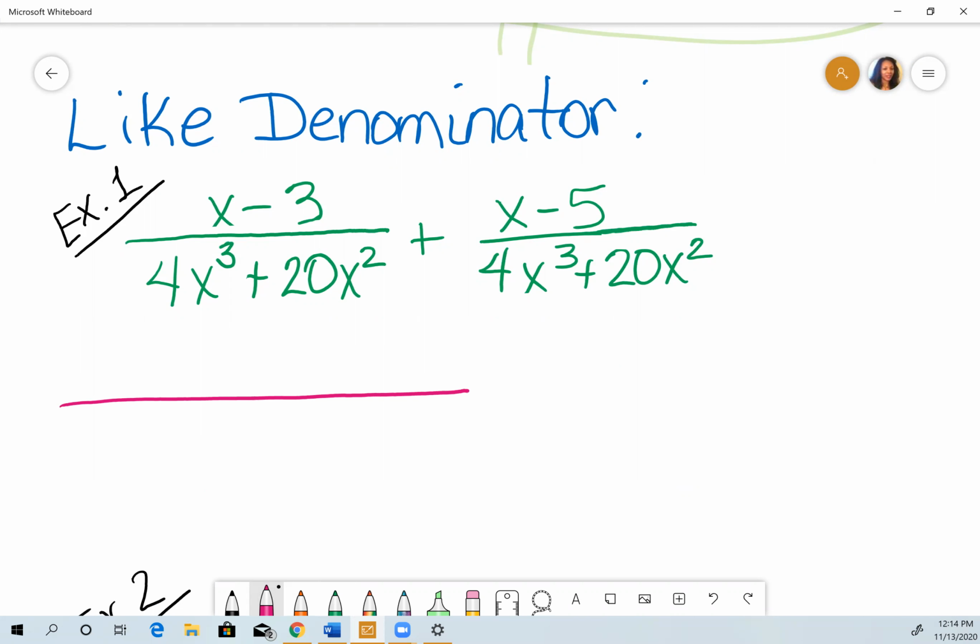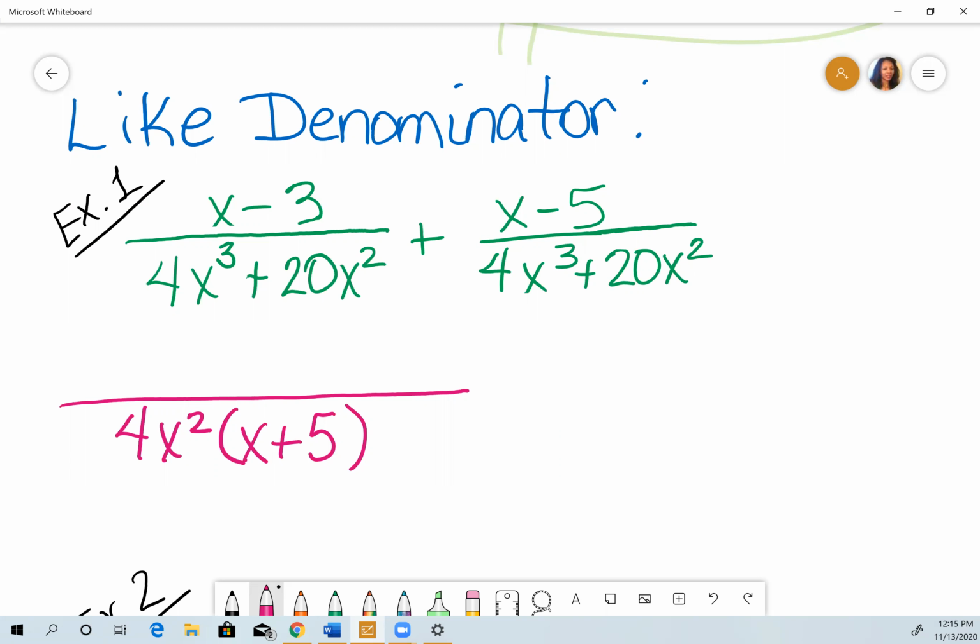However, I personally like it in factored form. So I'm going to divide both terms by 4x squared. And when I do that, what's left over goes into a set of parentheses. That means it's in factored form. So 4x cubed divided by 4x squared, the 4's go away, and then I subtract 3 minus the 2, leaving me with 1x. Bring down this sign. 20 divided by 4 is 5, and then x squared divided by itself turns into 1. So that is the new factored form of my denominator.